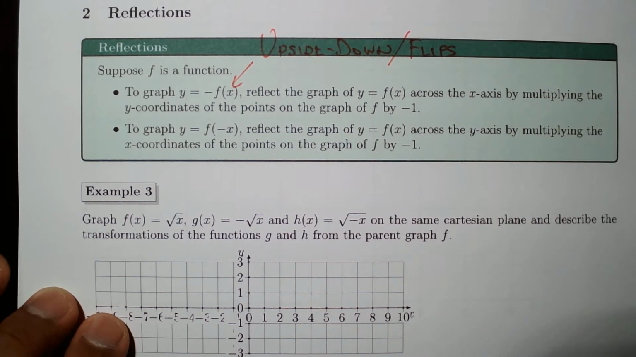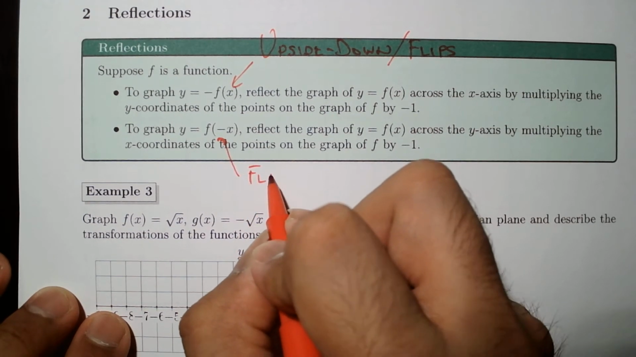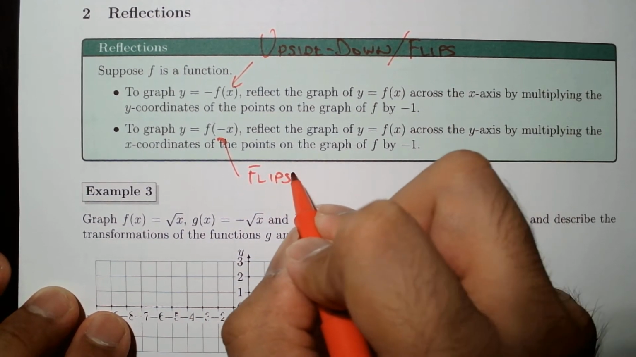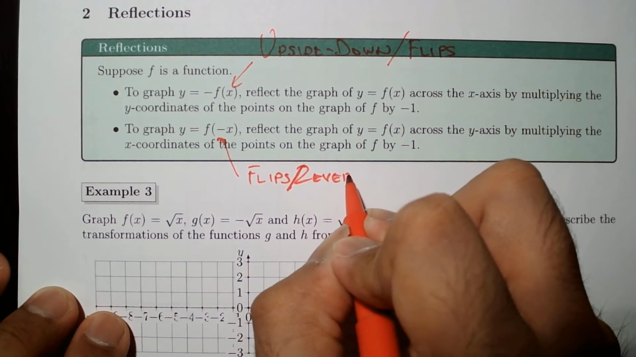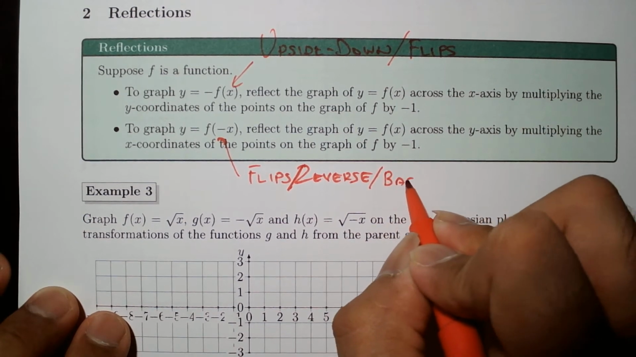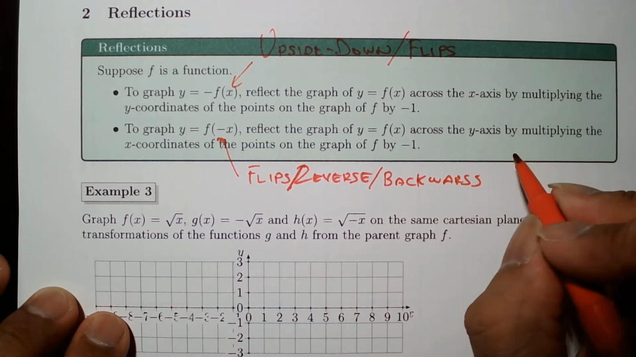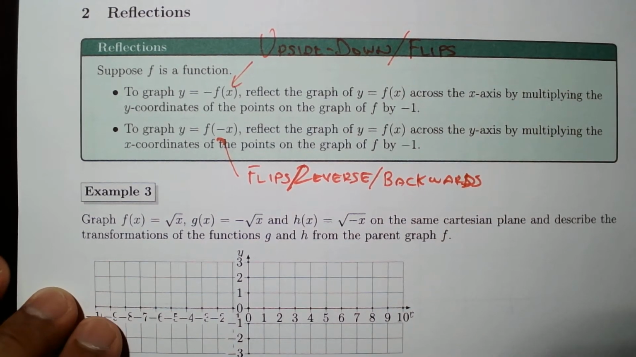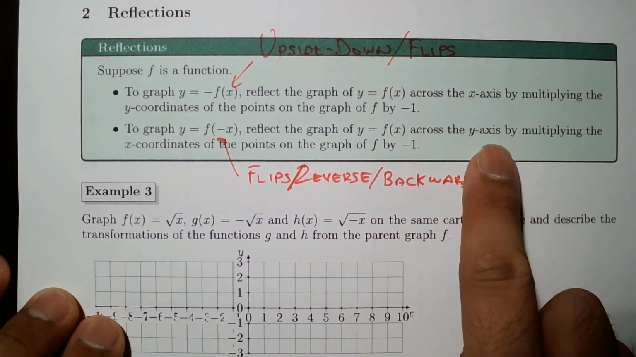On the other hand, we call it, I guess, flips, but in the reverse or backwards. Okay, backwards. All right, so in this case, it's a reflection about or across the y-axis.